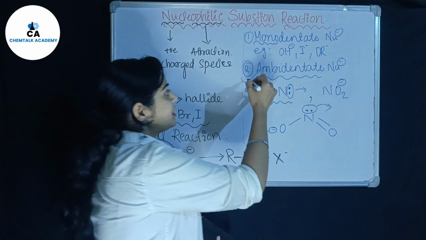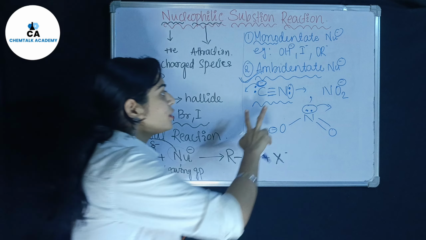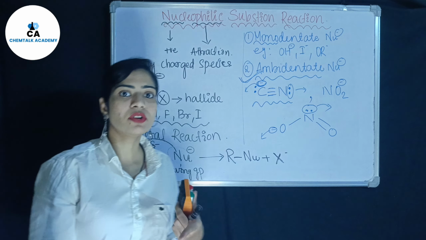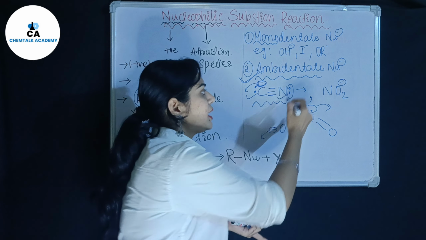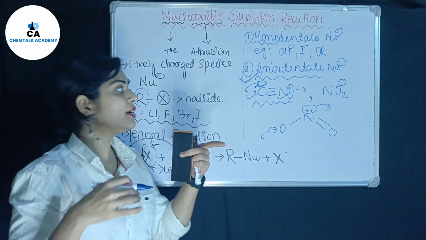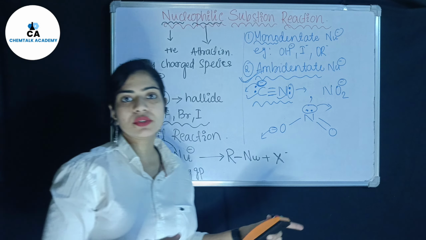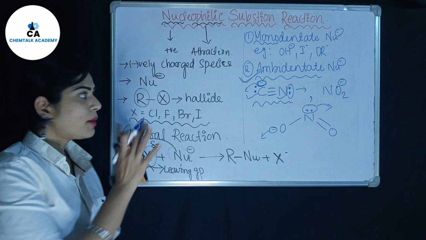And what is the role of this ambidentate nature? Why are there two donor sites? If there are two donor sites, then the linkage can be either from carbon or nitrogen. At what time and under what condition the linkage will occur, we will discuss further. Hope up to now you are clear.